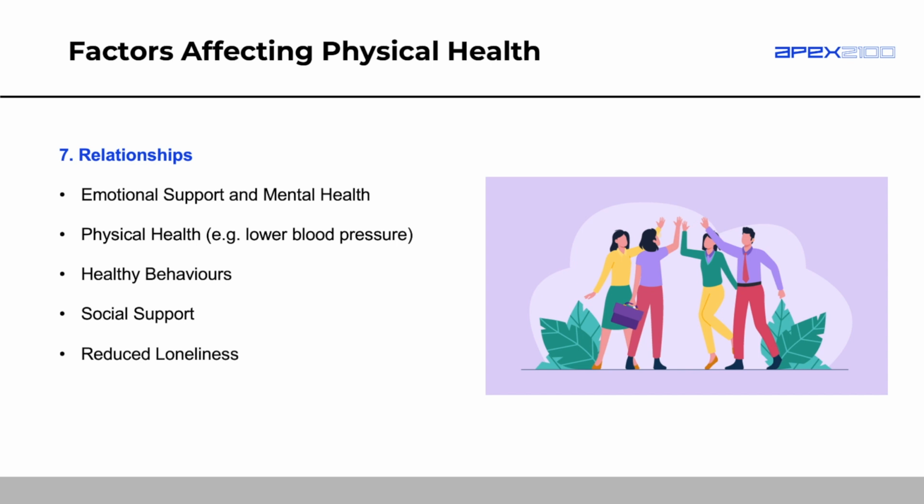Relationships can actually improve our physical health as well. If we have good relationships, it's linked to better physical health outcomes like lower blood pressure and improved immune function, which is really interesting. People who have good relationships are also more likely to engage in healthy behaviors like regular exercise and balanced eating. They have strong social networks and social support, and it can reduce loneliness. And loneliness is actually associated with various health problems, particularly heart disease. So it's not good to be too lonely.